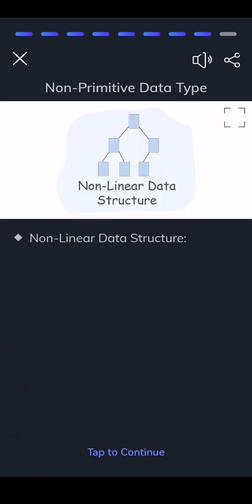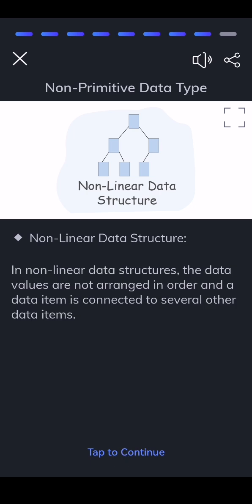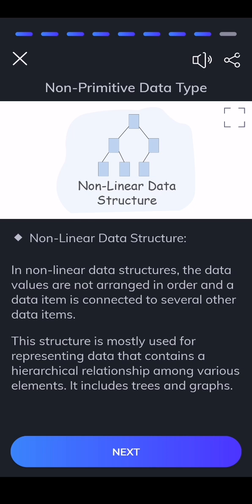Nonlinear data structure. In nonlinear data structures, the data values are not arranged in order and a data item is connected to several other data items. This structure is mostly used for representing data that contains a hierarchical relationship among various elements. It includes trees and graphs.